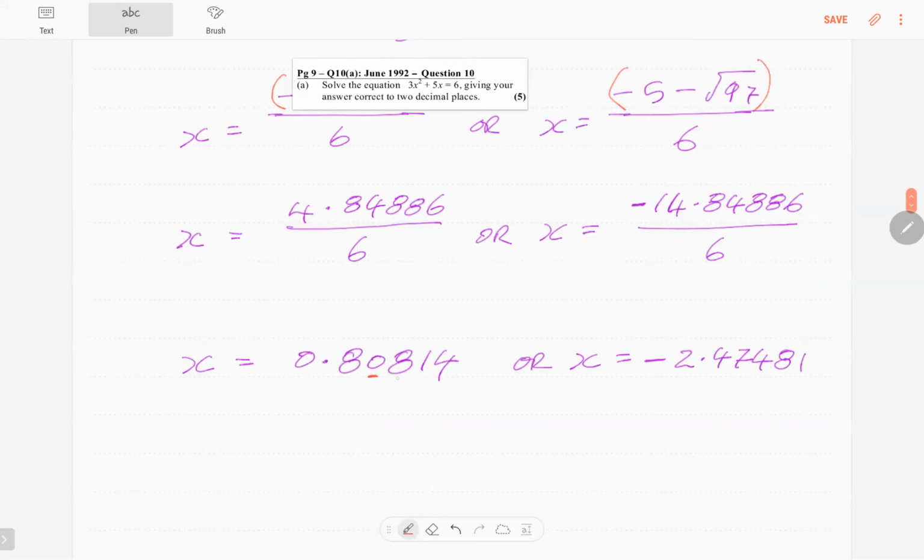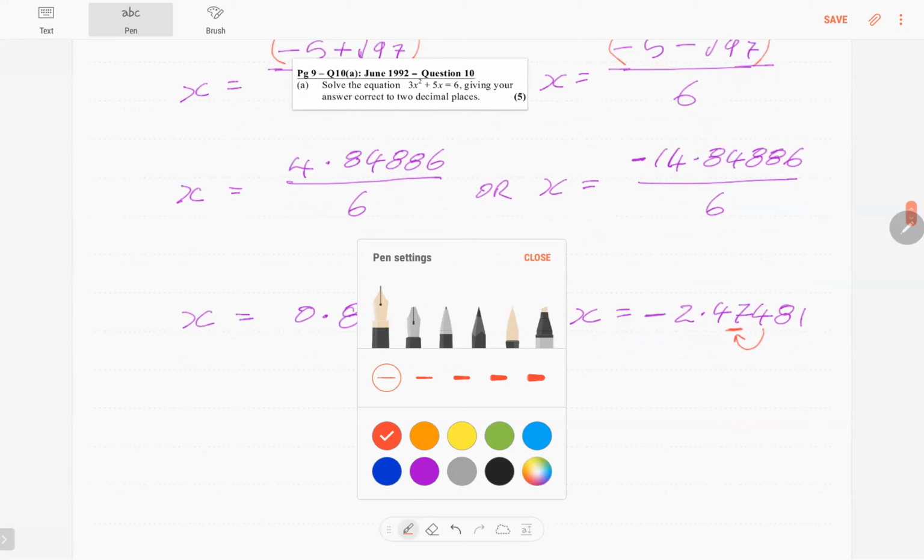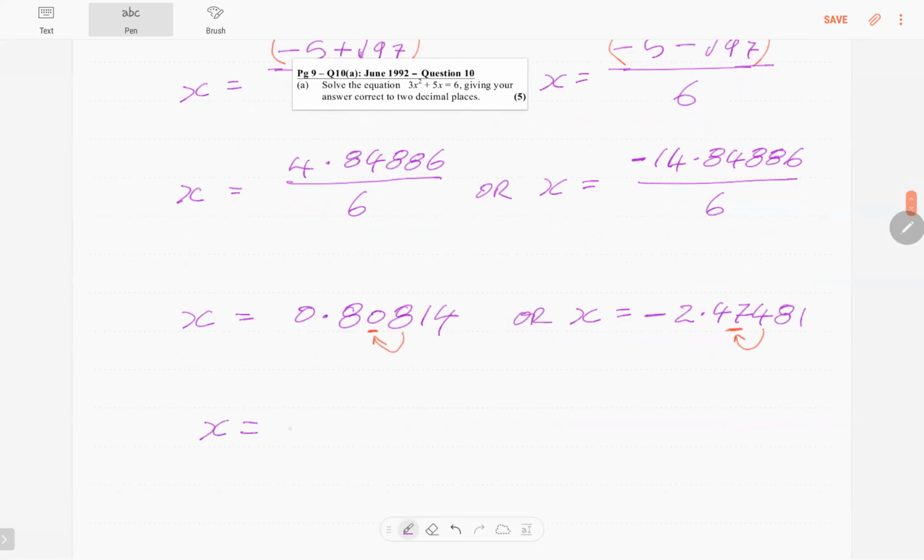So this is my second decimal place, and I use the next digit to correct that. I want 2 decimal places, right? So my answers are x equals 0.8, and I correct that to 1, or x equals -2.4, and I leave that as a 7, because the 4 cannot increase the value of the 7. Those are my answers right there.